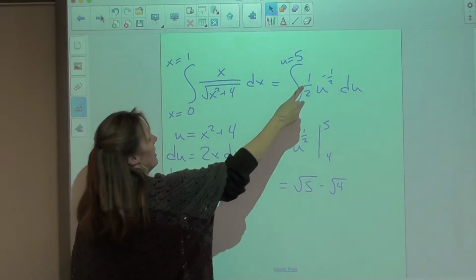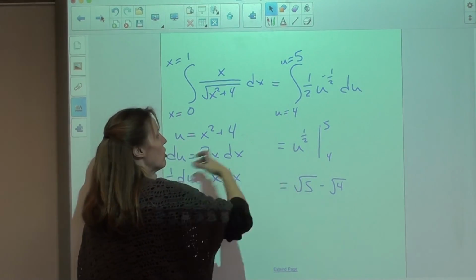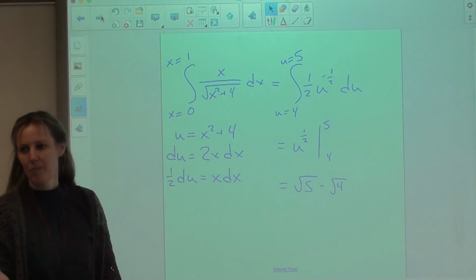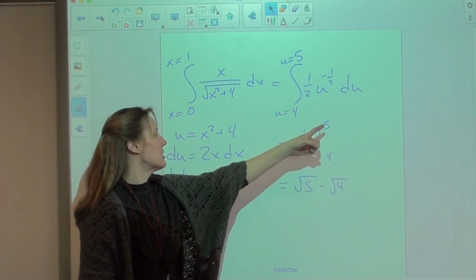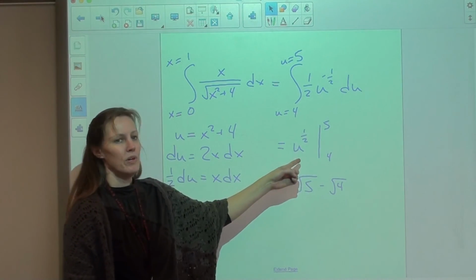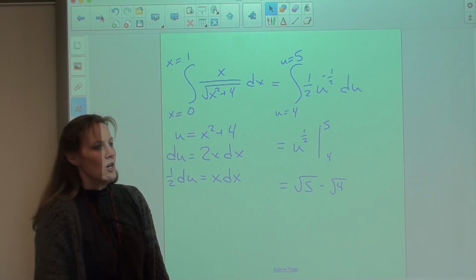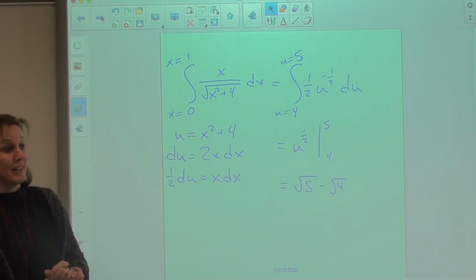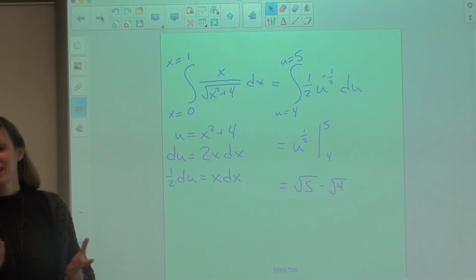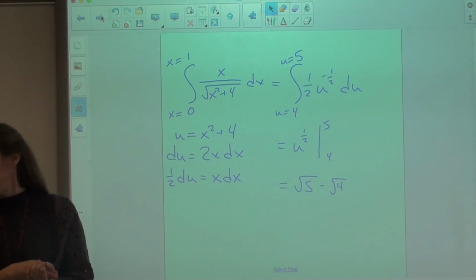Once you do that and you take the antiderivative, you don't have to convert back to x's, because as long as your limits are in terms of the same variable as your function, you can just plug them in and be done. Right? So that's a wow. Is that a wow? Yeah, that's a wow. Oh, okay, well good. Wow.